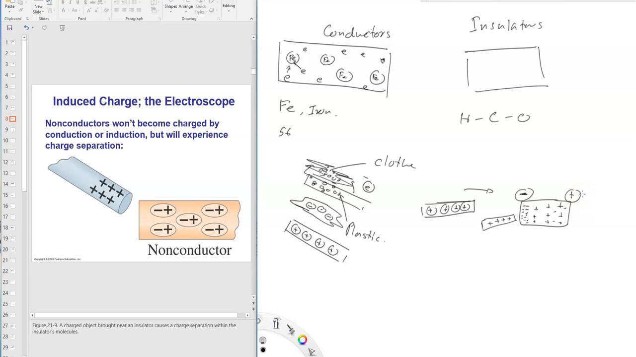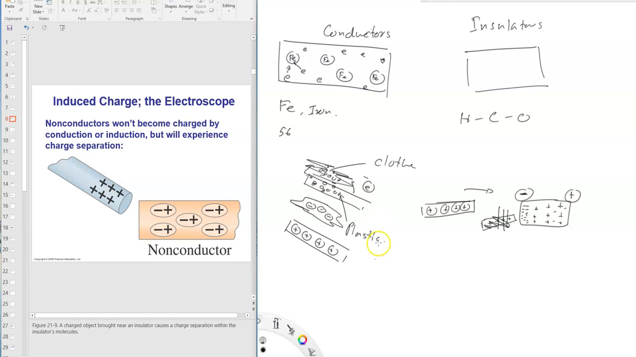This is charging by induction. No physical contact. This can be a temporary thing. Once you get rid of this guy, charges can go back to where they were, but temporarily you can charge. It's common to conductors. It can happen in non-conductors as well. That's what the diagram shows.